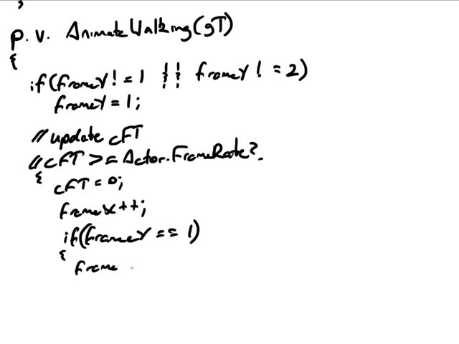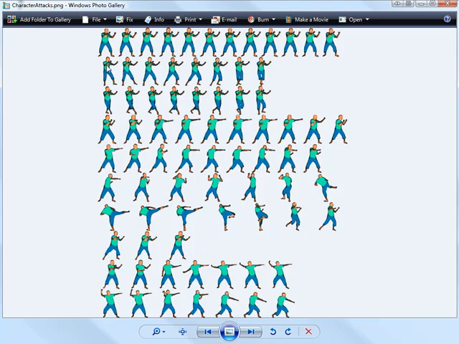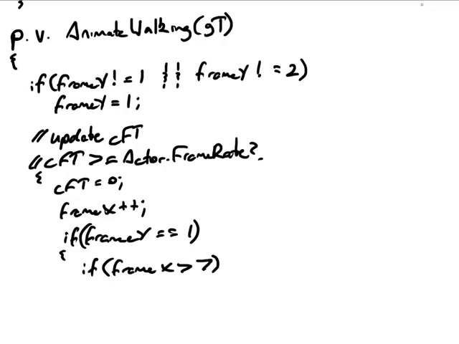What am I doing? I'm a little lost here. Let me get rid of that. There we go. If frame Y is equal to 1, then we'll do another if statement. If frame X is bigger than 7, where'd you pull 7 from, Richard? It's going to be our character attacks: 0, 1, 2, 3, 4, 5, 6, 7. If frame X is equal to 7, then we need to set frame X equal to 0.